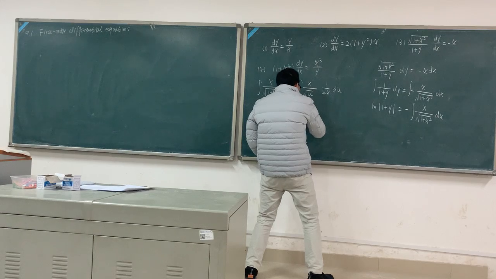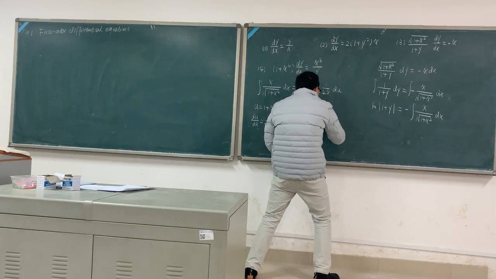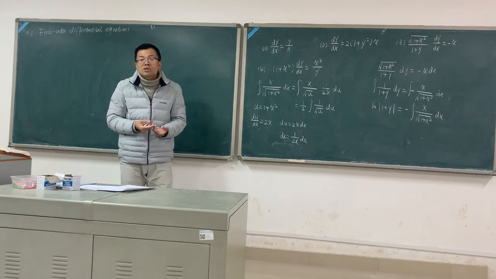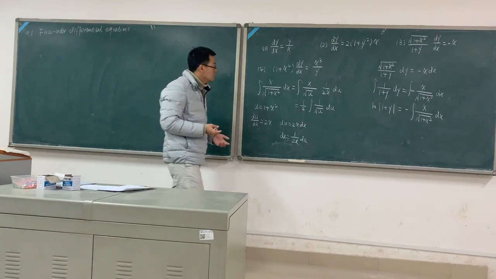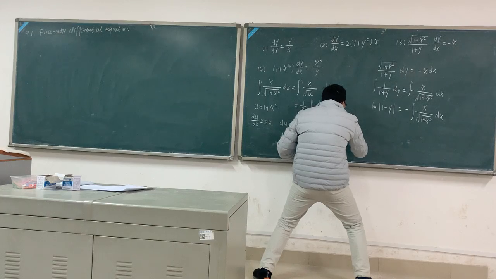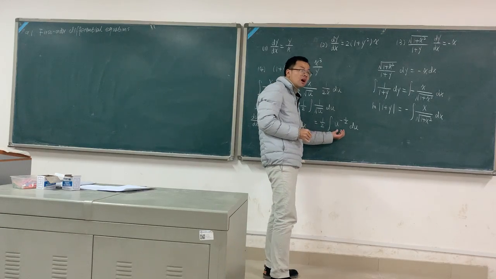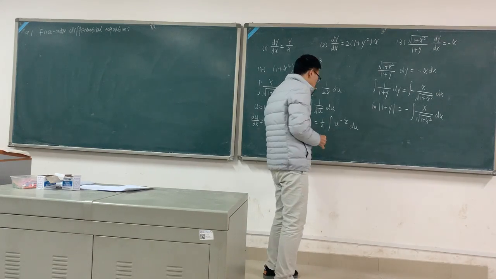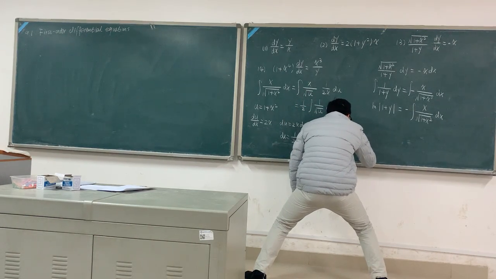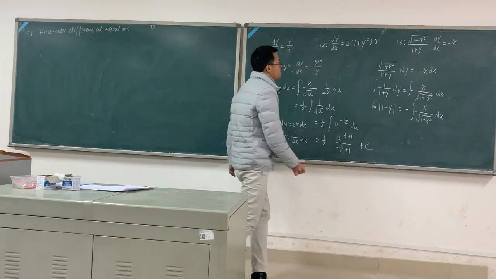So here actually is half the antiderivative of 1 over the square root of u du. 1 over the square root of u is u to the power of minus half. So here is half u to the minus half power du. The antiderivative of u to the minus half power is u to the power of minus half plus 1, over minus half plus 1, plus a constant C.